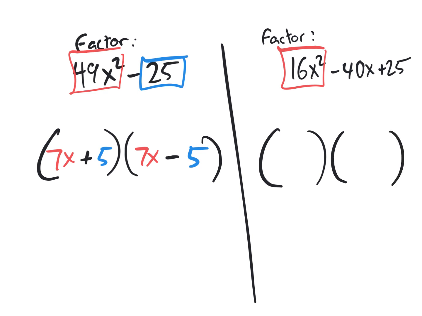And the square root of 16x squared is 4x. So you put a 4x as the first part of each binomial. And then you could do the square root of 25, which we already did, was 5. Put that as the second part of each binomial.